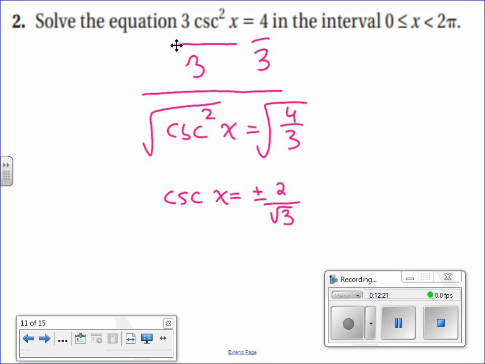Because the square root of 4 equals 2, but the square root of 3, that's not a perfect square number, so I'll just keep it as a radical 3.